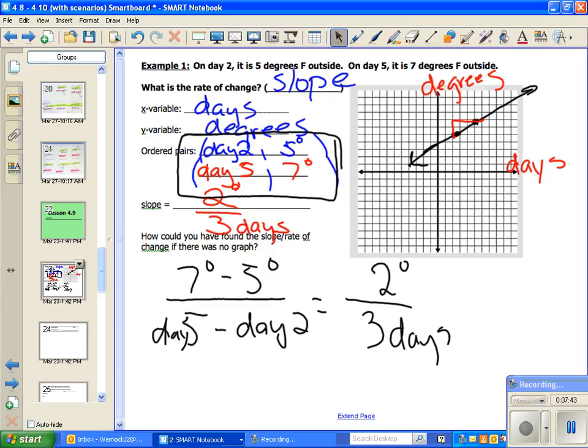Okay, now that is a specific example. Okay, there's this situation. What if I want a formula so that I can come up with the rate of change for any 2 ordered pairs I give you? Okay, so I want to use letters. Lou?